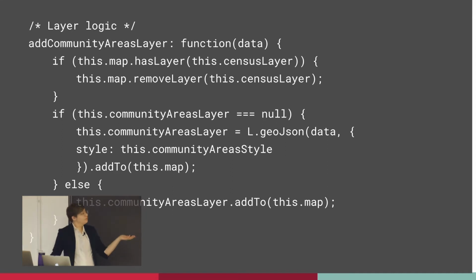So first, we're checking if the map has the layer, and we're using the this keyword because we're referring to the object and referring to an attribute of the object. And then, we're checking it, and if it has that, we're gonna remove it. And then we're checking to make sure that the community areas layer exists. If it doesn't exist, we build it. And if it does exist, we add it to the map.